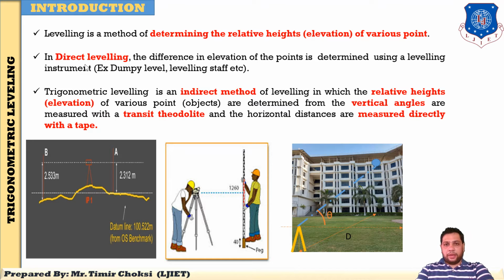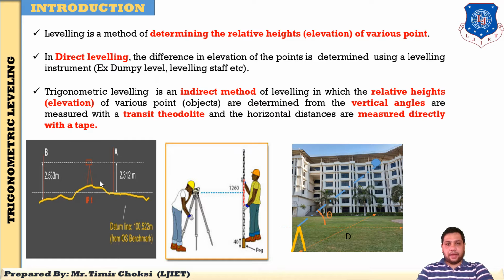There are two types of leveling. The first is direct leveling and the second is indirect leveling. In direct leveling, the difference in elevation of points is determined using a leveling instrument like a dumpy level and leveling staff. Students, you have already studied direct leveling in the basic civil engineering subject.